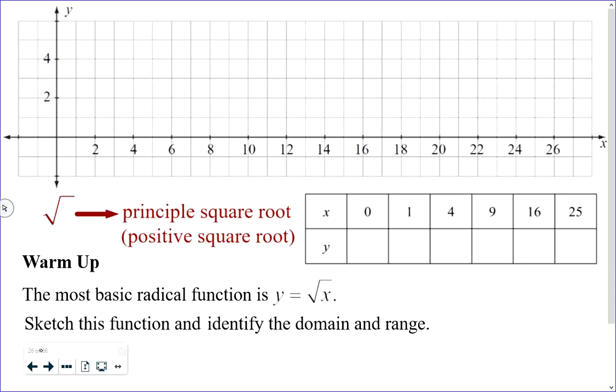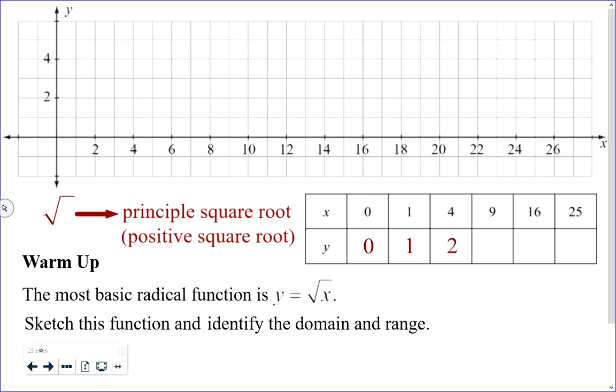I hope you understand why I'm choosing the x coordinates in my table of values that I am. They all happen to be perfect squares, so when I take the square root of them to get y, I get y equals 0. The square root of x when x is 1 is 1. The square root of x when x is 4 is 2. All we are doing is taking the square root of these key points.